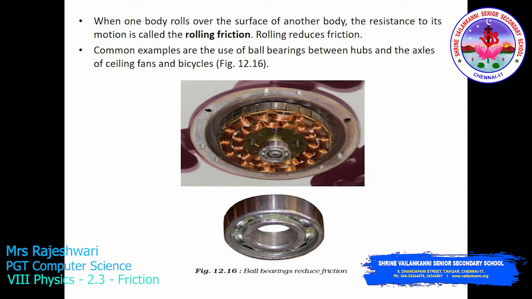You can also consider rolling friction in ball bearings. You can see ball bearings in the internal part of ceiling fans. This is how a ball bearing looks. If the fan in your home needs repair and the mechanic opens the internal parts of the ceiling fan, you will notice this ball bearing. This is the reason why the fan rotates. Because of these ball bearings, the fan rotates.